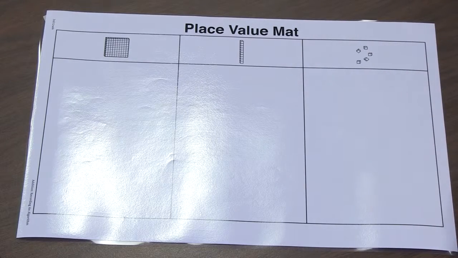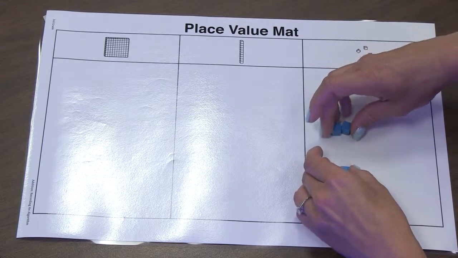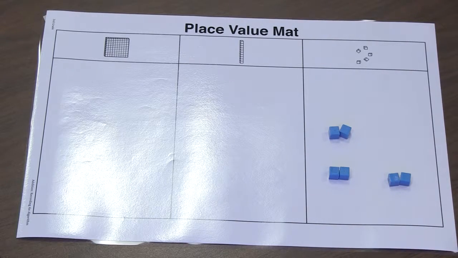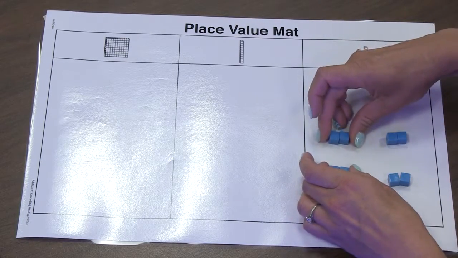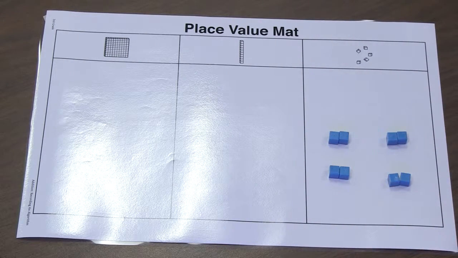So our first problem, we're going to review two single-digit numbers. So I'm going to do 4 times 2. 4 times 2 is 4 groups of 2. Showing this visually using your unit pieces would look like this: 2, 4, 6, 8, which is 4 times 2 equals 8.